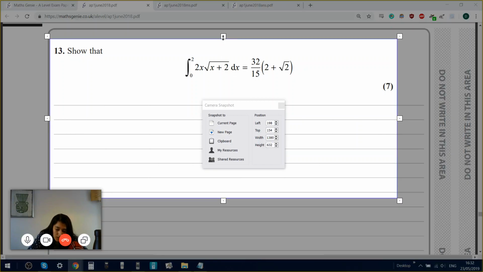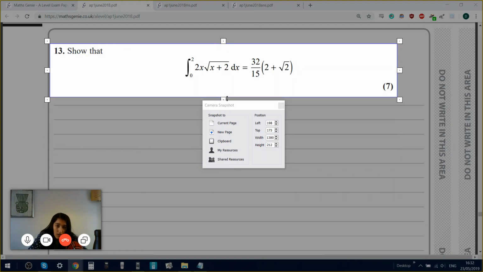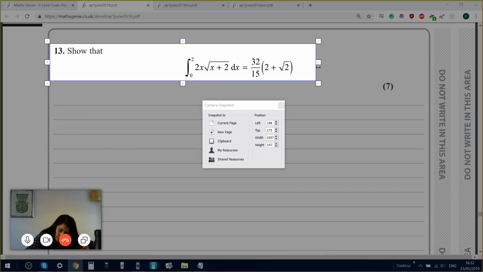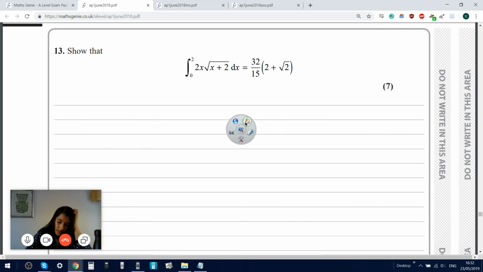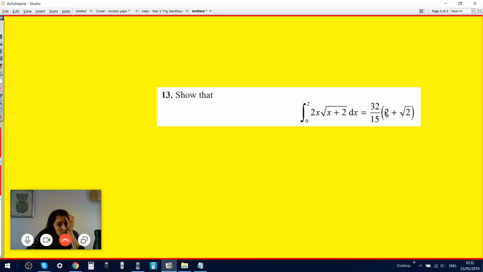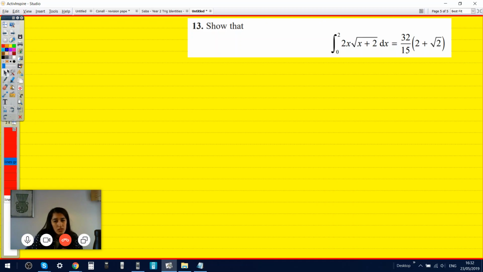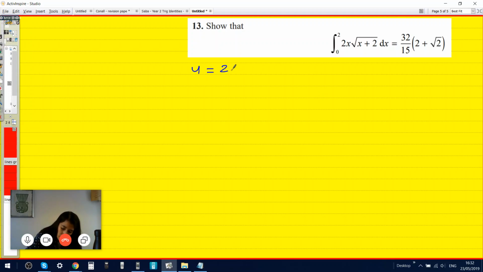2x times x plus 2 to the half dx equals 32 over 15 times 2 plus root 2. I'm guessing we have to do, is it the product rule? So it's the integration equivalent of the product rule. So like y equals u dv over dx. I think so. They give you the formula. Yeah, I think that one's in the normal form.